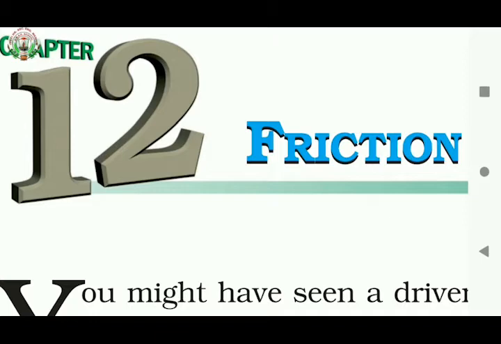In the previous video, I had explained what is static friction and what is sliding friction. Static friction acts on objects when they are resting on a surface, and sliding friction is a friction that acts on objects when they are sliding over a surface. We had also seen the advantages and disadvantages of friction.